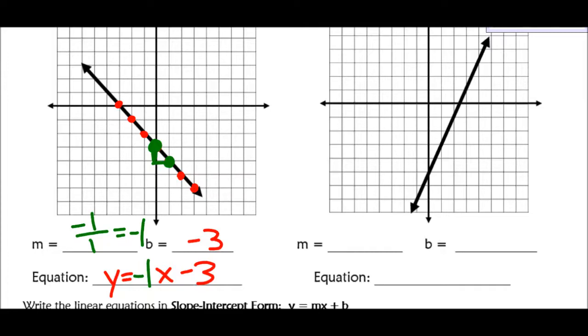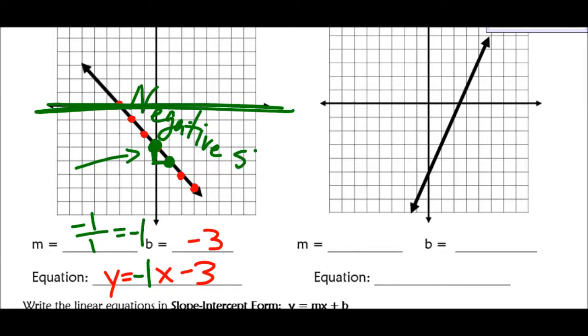Always check to make sure your equation actually makes sense. This is a negative slope with a y-intercept that's below the x-axis, so both numbers should be negative. The slope is negative. That's that number. And the y-intercept is below the x-axis, so that should also be negative.